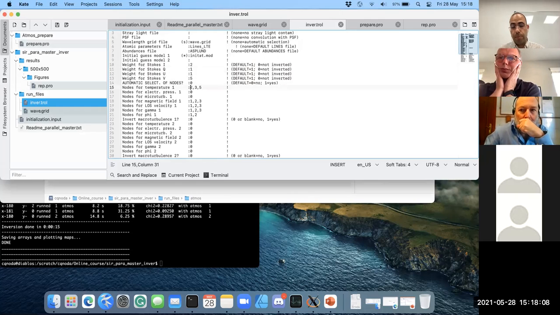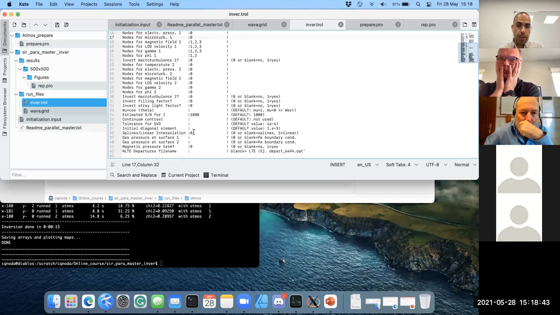And then a very, very simple strategy: for temperature 2, 3, and 5 nodes, and then magnetic field 1 to 3, line of sight velocity 1 to 3, inclination 1 to 3, and then azimuth I just put 1, 2, but we don't have a strong Q and U signal, so you can even put 1. I'm not inverting microturbulence and macroturbulence, because when we did the synthesis, they were 0. So I think it's better, for consistency, to also keep them as 0. The rest is usually the default.